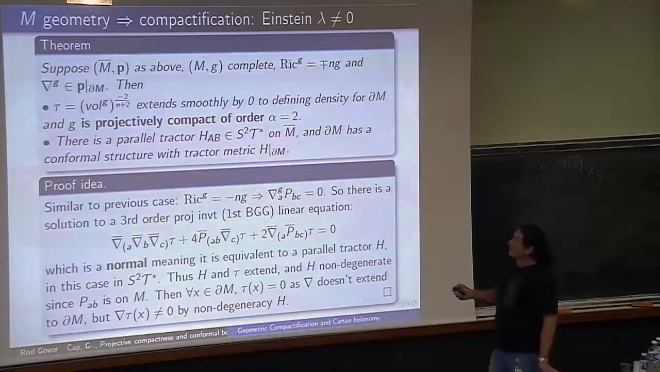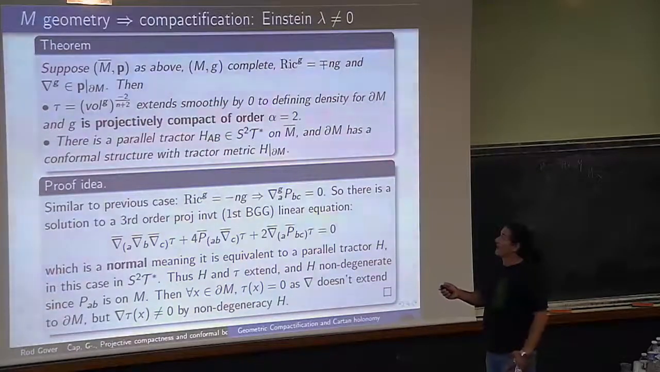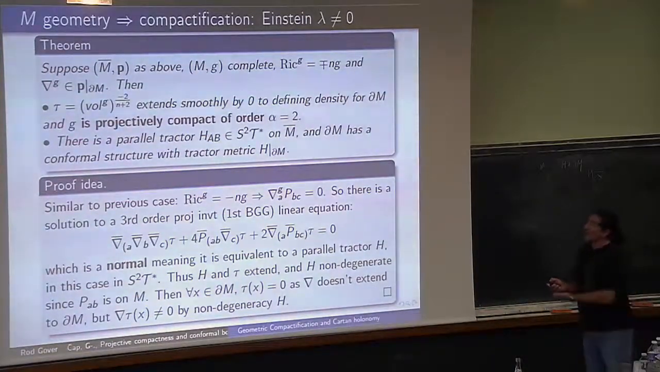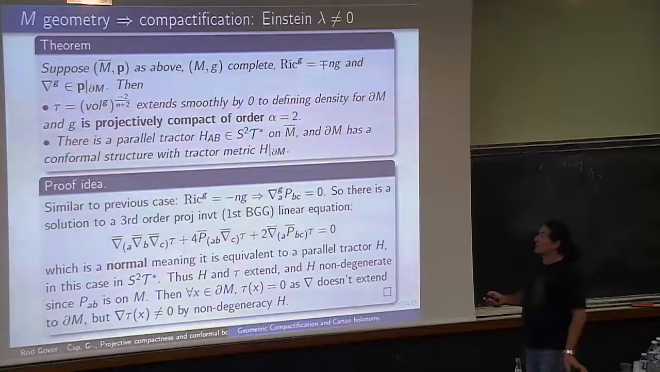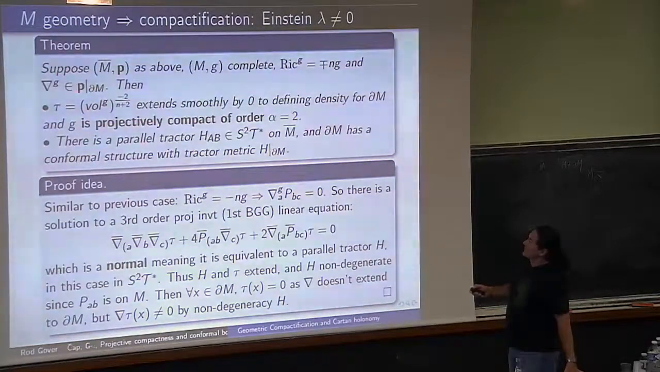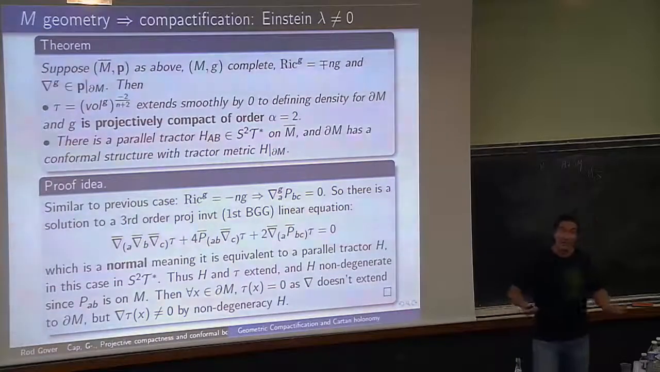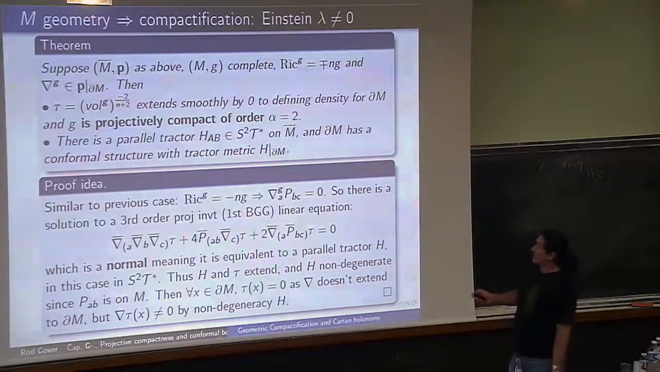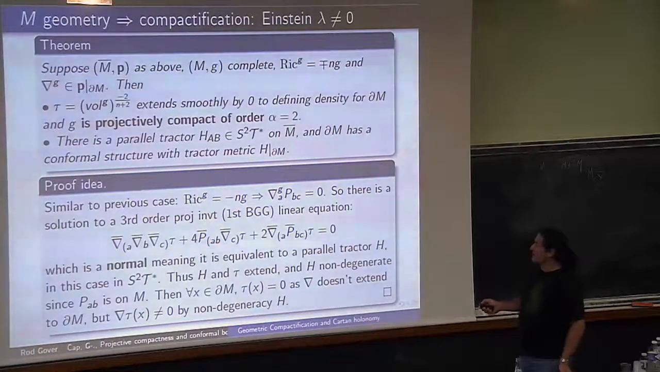Then you can prove that the structure has to be projectively compact of order alpha equals 2 in the way we defined the projective compactness. And what's more, there's a parallel tractor on the structure, and we're back to this holonomy reduction picture that we started with before. So if you have this Einstein condition on the interior and your Levi-Civita connection fits in the projective structure, then you're automatically back in this holonomy reduction picture, where you have a projective structure with a parallel tractor metric. Okay. Well, the proof, I won't say too much here because it's very similar to the previous case. So now this Ricci condition just means that the Ricci tensor is parallel for the Levi-Civita connection, or the Cartan tensor is parallel.